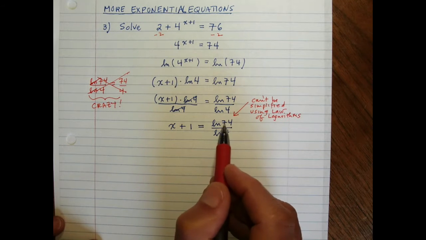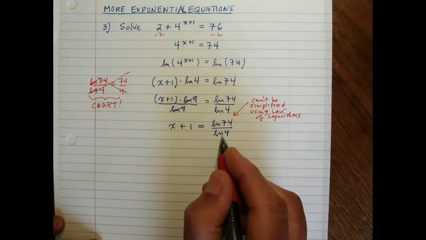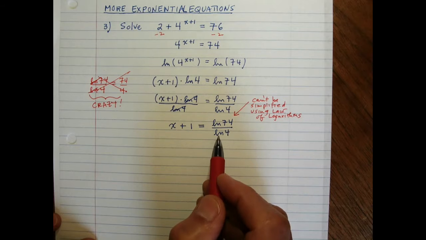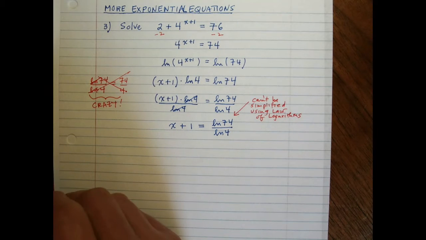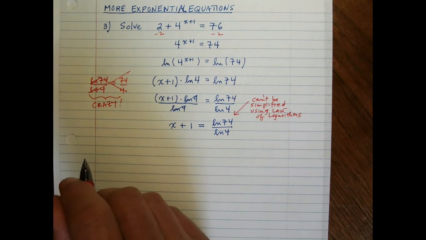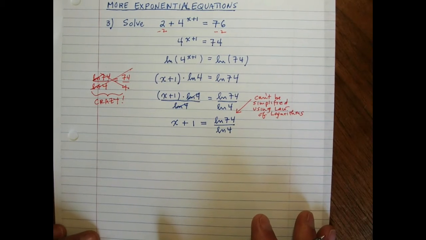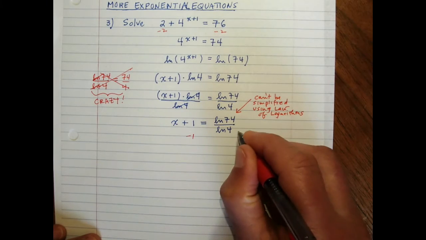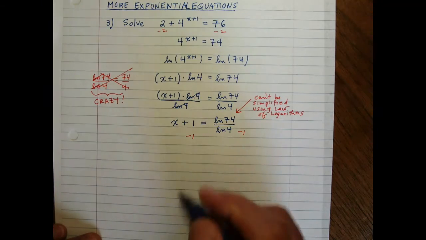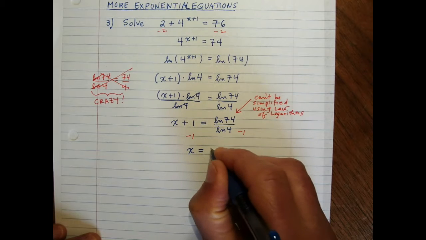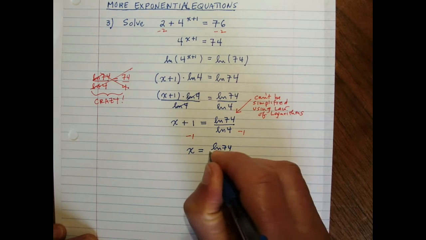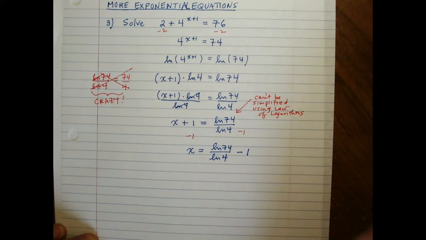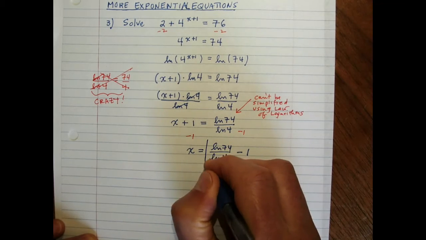In fact, there's not really a 74 and a 4 there anymore. ln of 74 stands for this other decimal. ln of 4 stands for this other decimal. You can't take that away. So there's no way to cancel the ln symbol by itself. It's tied to the number that follows. To solve for x here, now I got to subtract 1 from both sides. So I would write this as x equals ln of 74 over ln of 4 minus 1, and that's my answer.